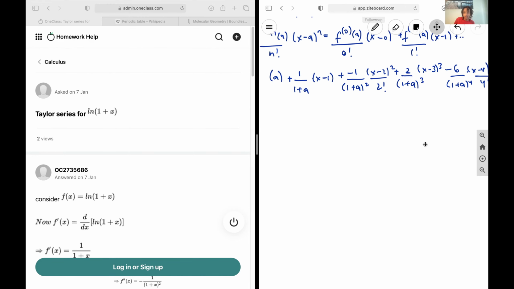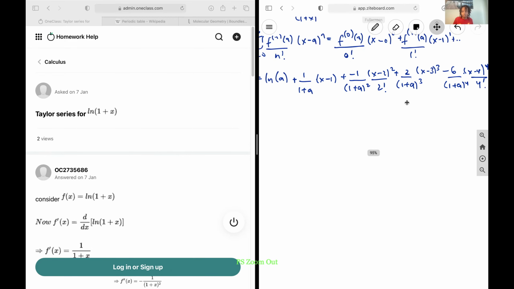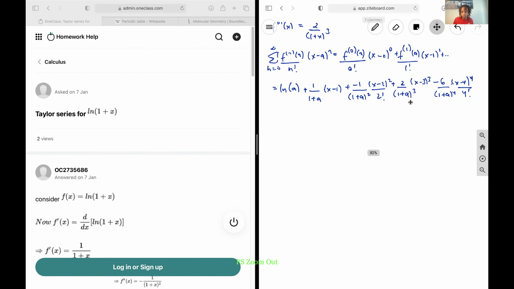And so now we'd like to look at what we have here and try and see if we can see a pattern that we can just again represent with a summation. And the pattern that you actually pick up would be, let's first take out this ln of a.